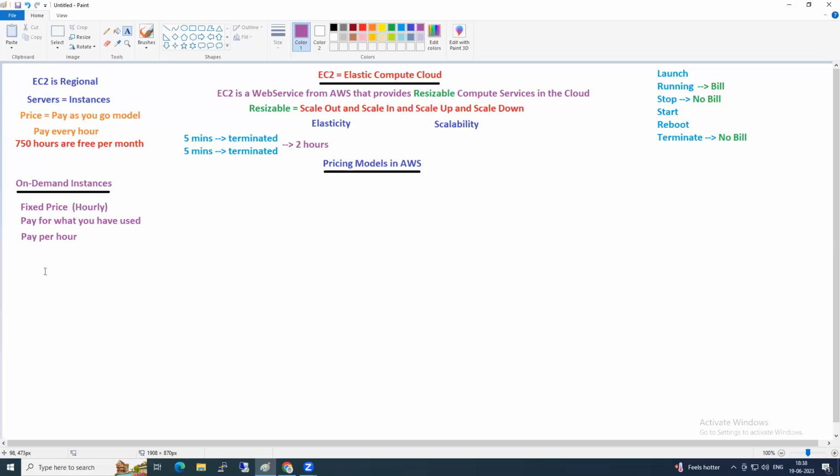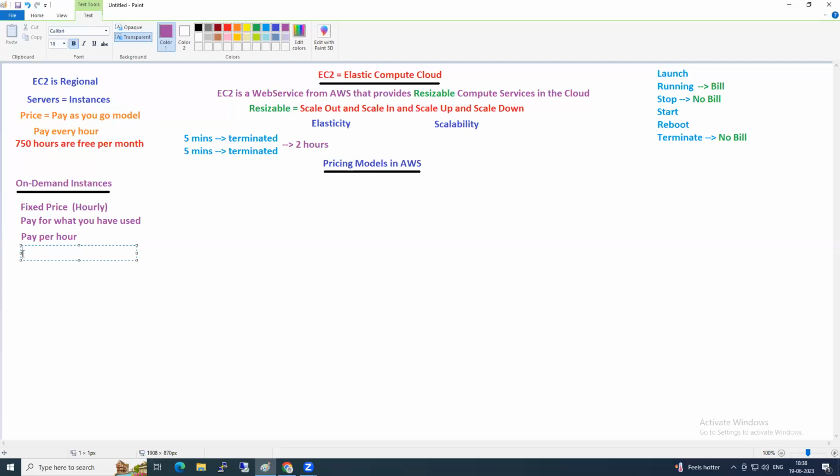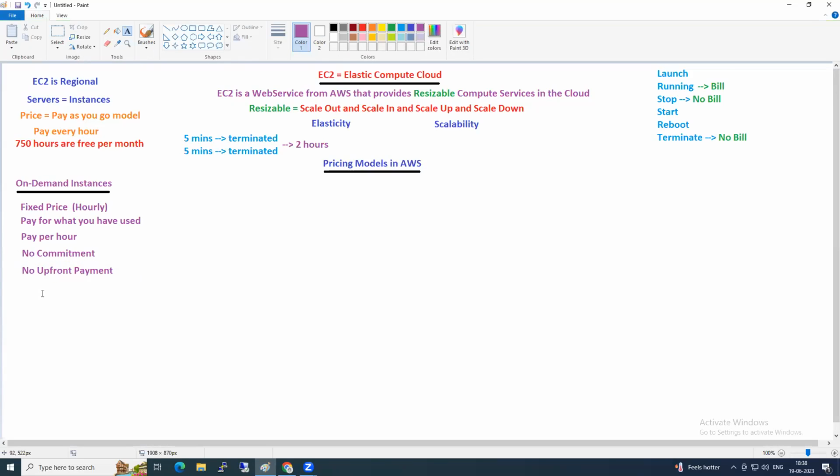And are you giving any commitment to AWS here? No commitment. Will you say that I'll come to you daily, I'll come and launch, I'll be using only you daily? No, no commitment. Are you paying any advance here? Instead of calling it advance, call it upfront. Are you paying any upfront payment here? No upfront payment.